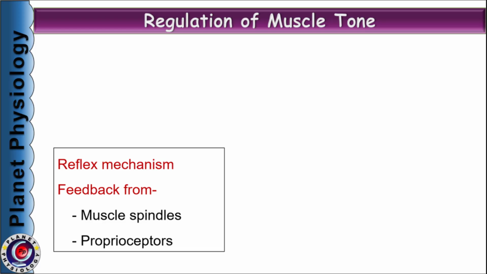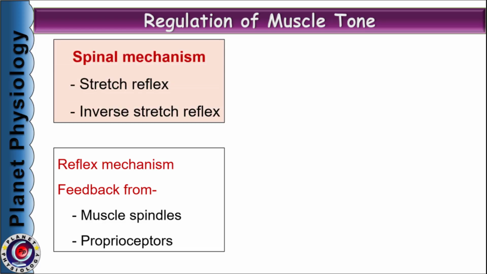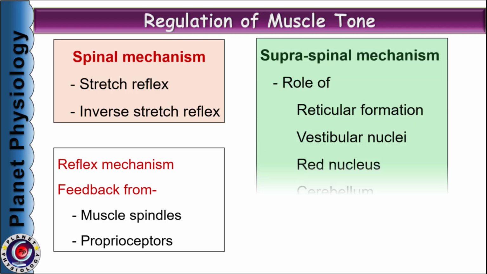Based on the center involved in the regulation of tone, the mechanisms are grouped into spinal mechanisms and supraspinal mechanisms. Spinal mechanisms involve reflexes operated at the spinal cord level. All the reflexes that control muscle tone ultimately modulate the activity of stretch reflex and adjust the tone according to the need. Hence, stretch reflex is the core spinal mechanism for regulation of muscle tone.